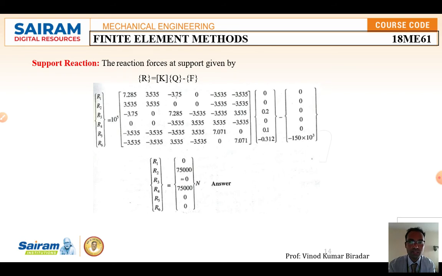Coming to the reaction, same. We have the reaction formula R = kq - f. Substitute all the values, simply do the multiplication and you are going to get the 6 values. Again you subtract, and you are going to get these r1, r2, r3, r4, r5, r6 values.